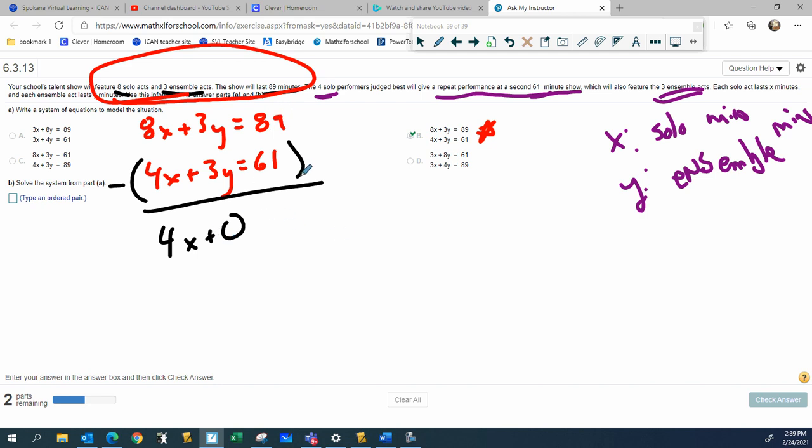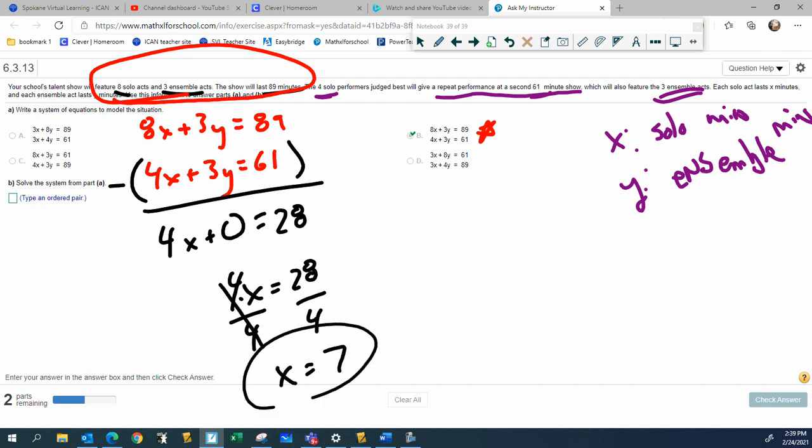Then 89 minus 61. 28 seems right. Okay, so we get 4x equals 28. Okay, divide. So if we have 4 times x equals 28, we have to divide this by 4, divide this by 4. Okay, we get x equals 28 divided by 4 is 7. So from there, you should plug this in. So plug that into one of these 2 equations here, either equation 1 or equation 2, to find y.